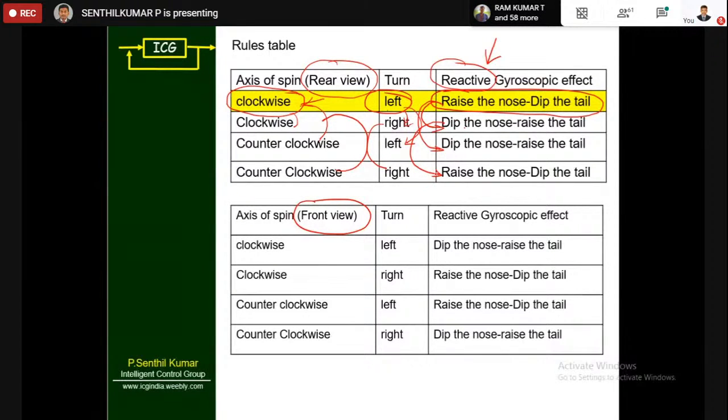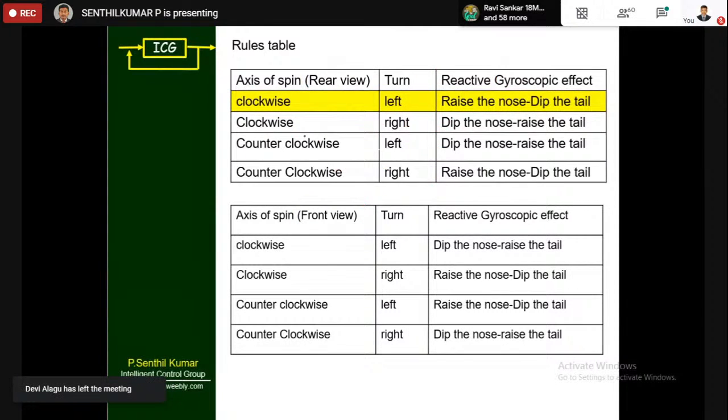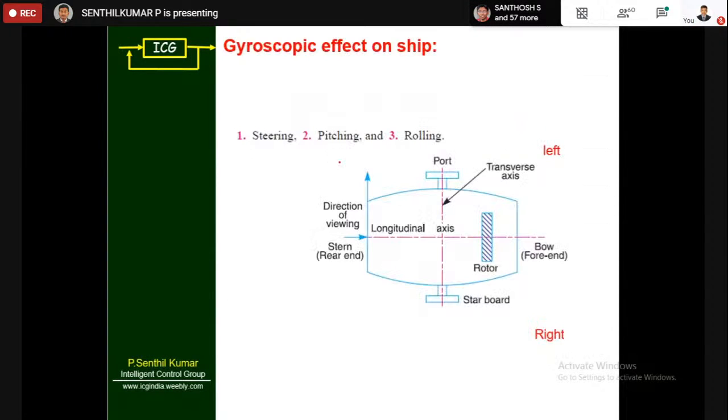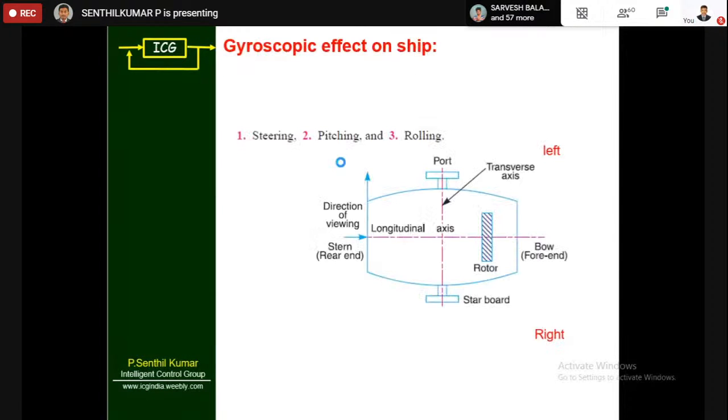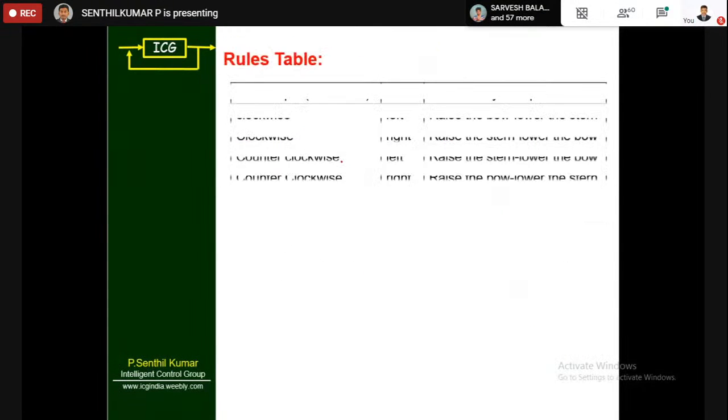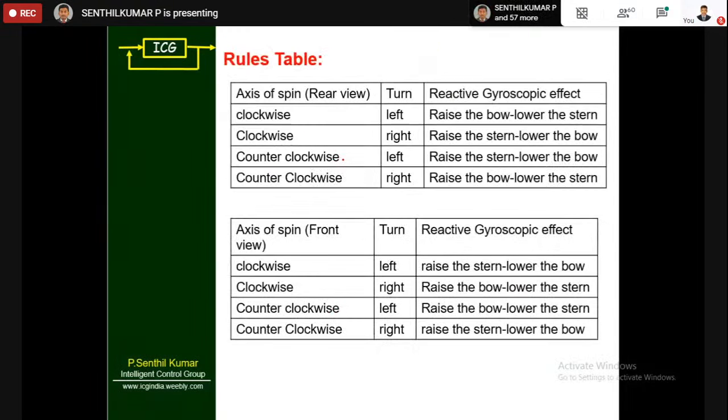So very simple. I think your faculty also explained this. In the examination, they will ask a question like this. So I will show you one set of question paper where you will get some idea. So this is about gyroscope. Surely you will get this, this is for aeroplane and this is for ship. Same thing. Raise the bow, lower the stern. Please take a screenshot if you want.